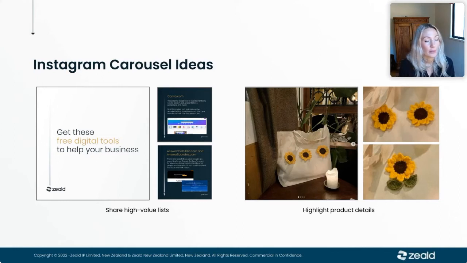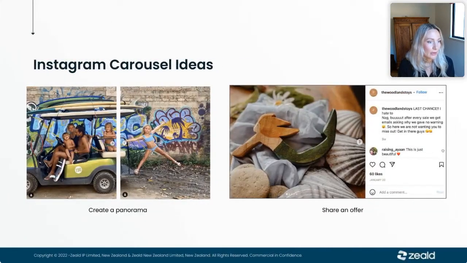This sort of content usually performs quite well because, again, it is high value and it's free value, which people love. You could also be sharing a highlight of a specific product, so it could show different angles, different features of the product, but focusing on one single product. Now, you can also utilize this feature to share a panorama. So if you have something larger to share that requires more space, you could be sharing that across several tiles. You can share an offer and all of the details of the offer.